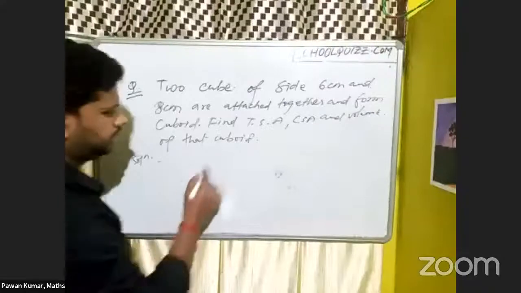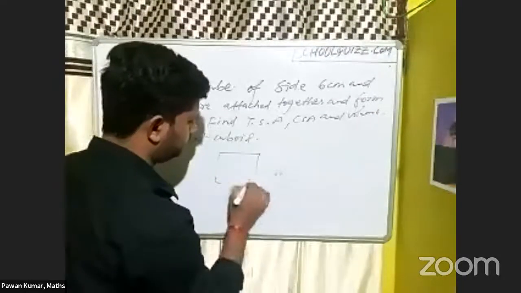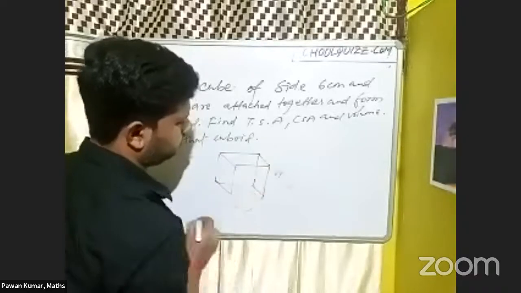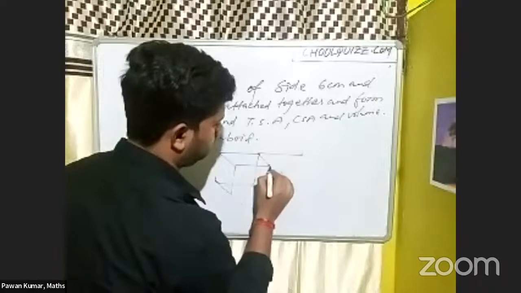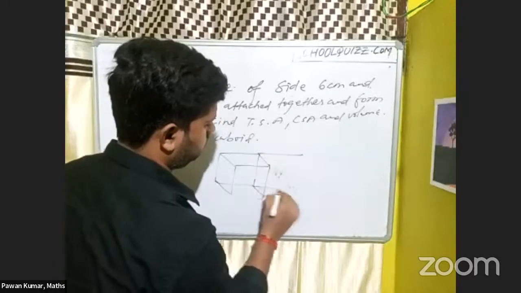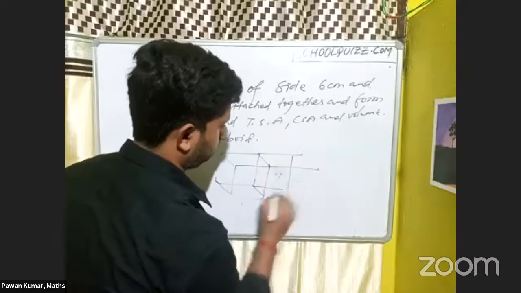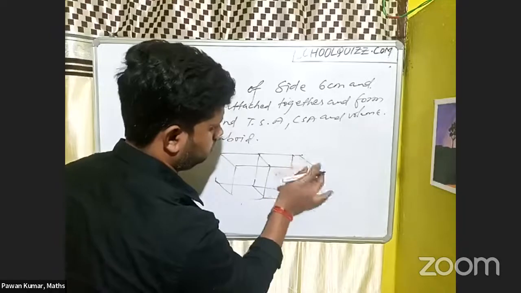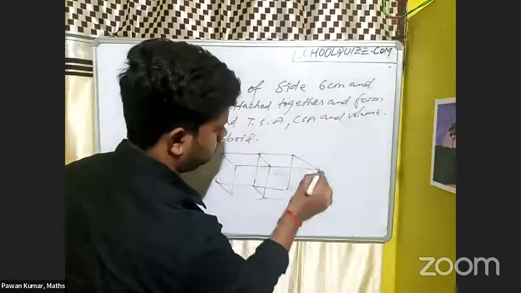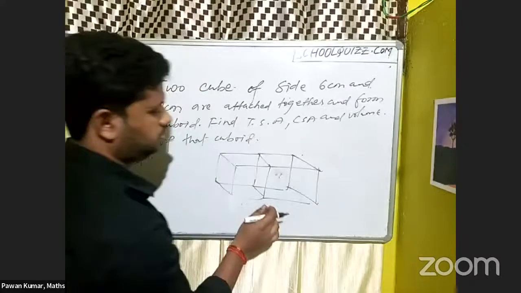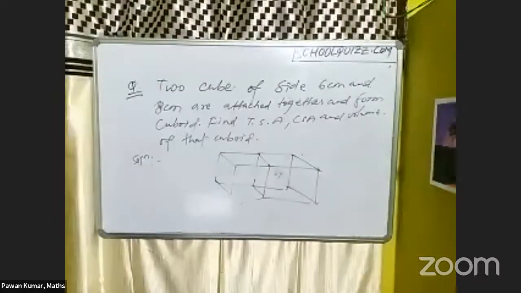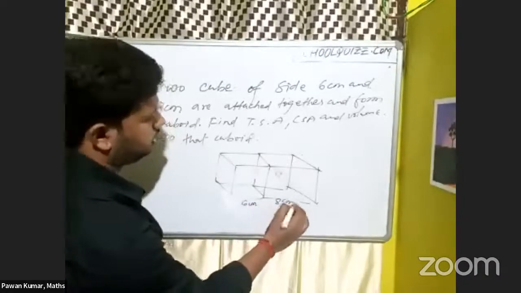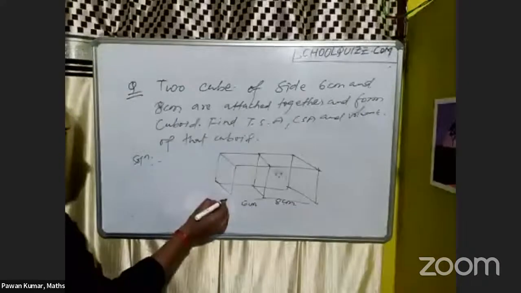So basically what they are doing here: two cubes are there, and they are keeping them together like that. But one cube has side 6 centimeter, one has side 8 centimeter. Correct?